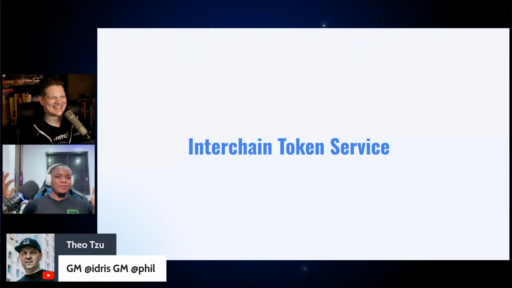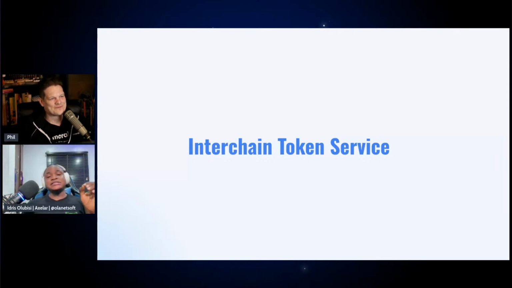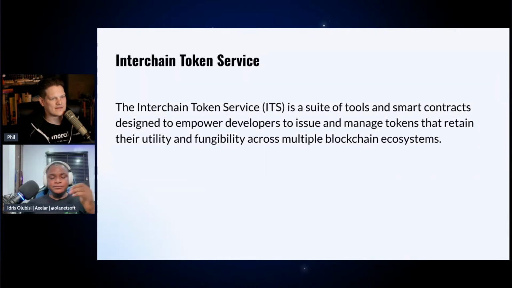What exactly is the Interchain Token Service? I believe everyone gets the idea behind the service already. But what are some of the things that you can get out of the box leveraging the Interchain Token Service? First, defining what Interchain Token Service is. This is a suite of tools and smart contracts designed to empower developers to issue and manage tokens that retain the same utility and fungibility, with emphasis on utility and fungibility across multiple blockchains. You get to take advantage of this by making your existing token an interchain token or creating a brand new interchain token.